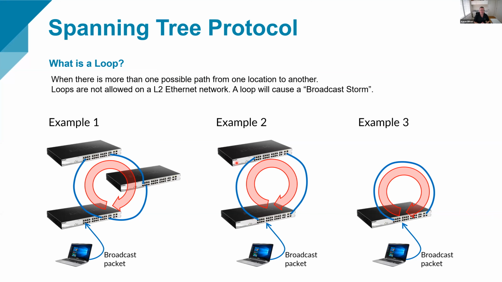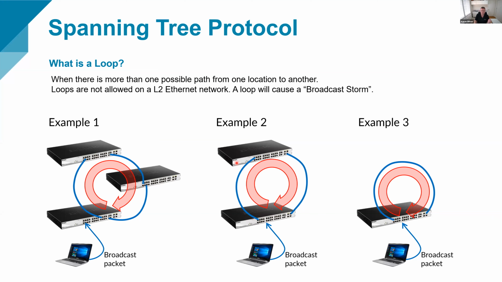What is a loop? It's basically when you've got more than one path to another location. On a layer 2 network, we can't do that. If we do that, we cause a broadcast storm. Now, from switch to switch communication, there is a BPDU packet.